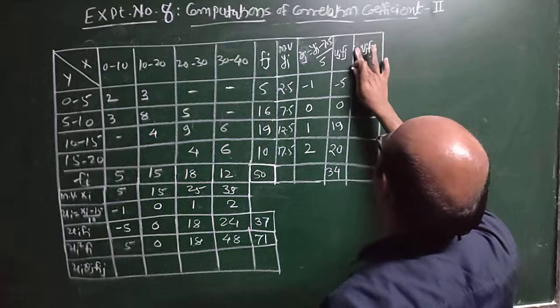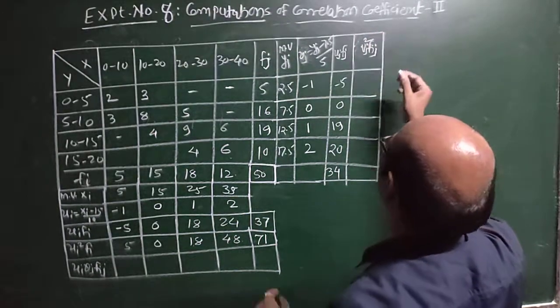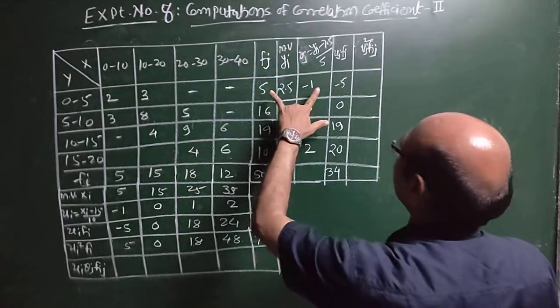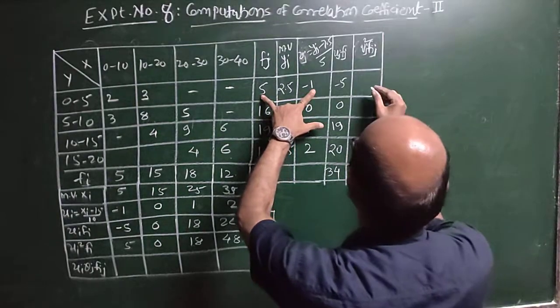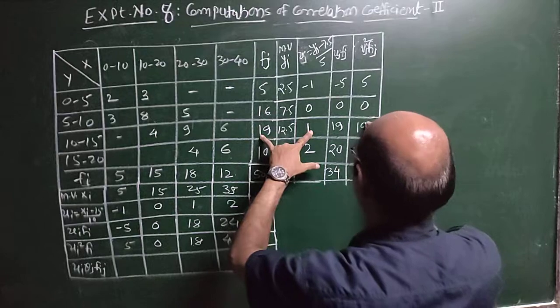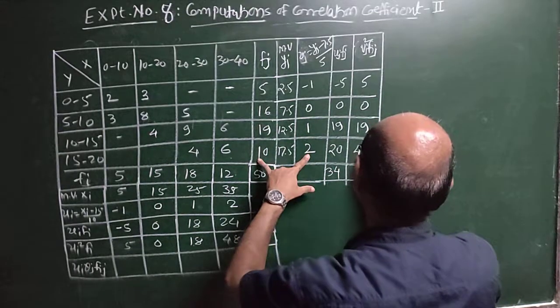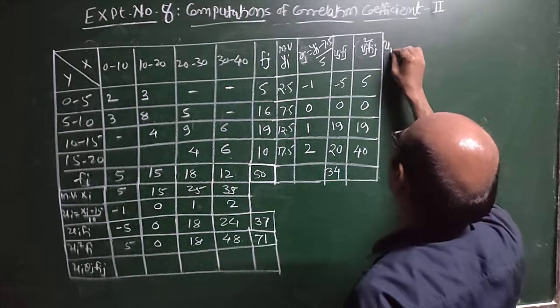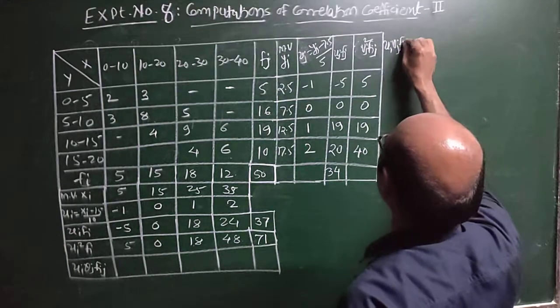Now vj square fj you have to obtain. vj square means minus 1 square is plus 1, into 5 will be plus 5. This is 0. This is 19, 4 into this will be 40. And now ui vj fij.